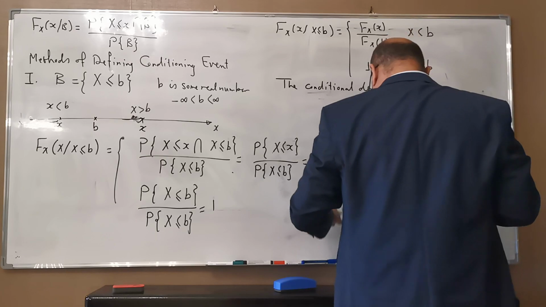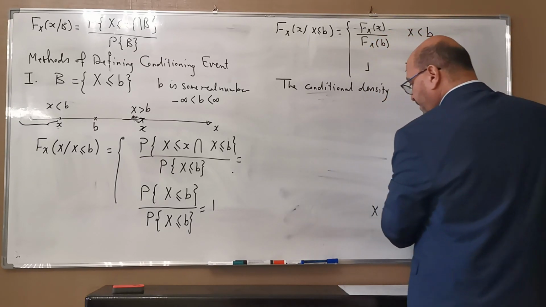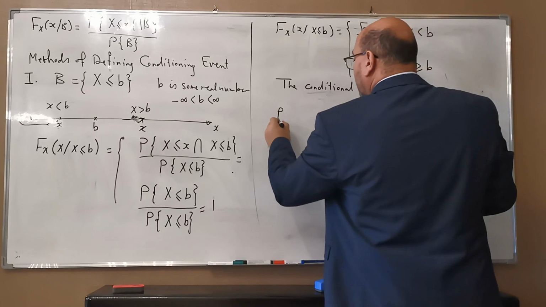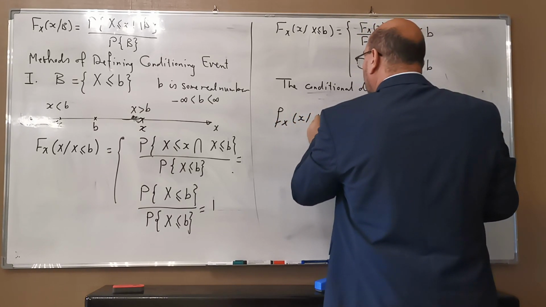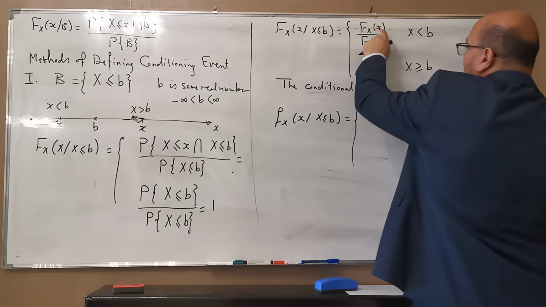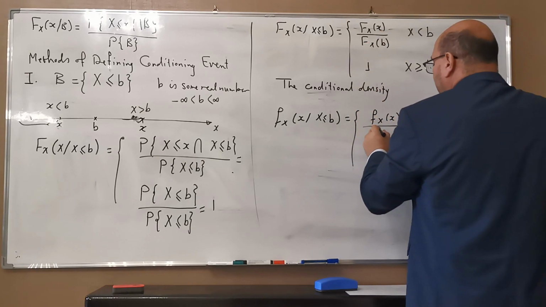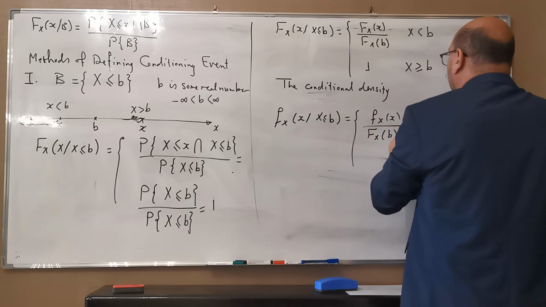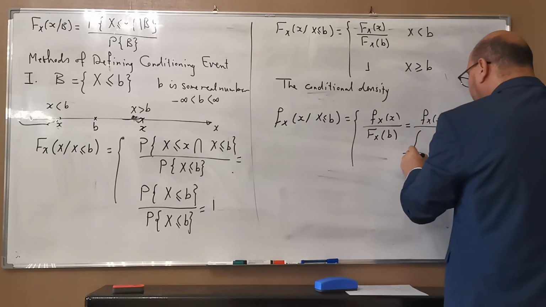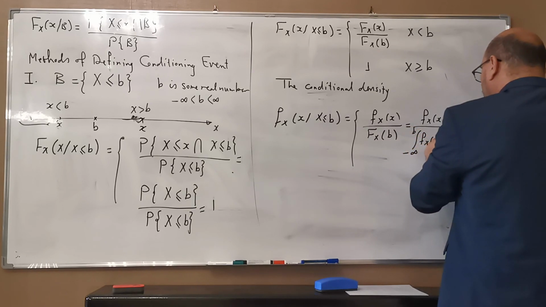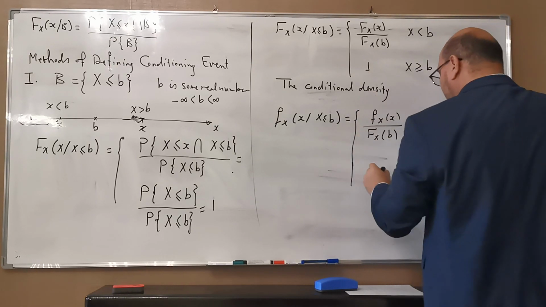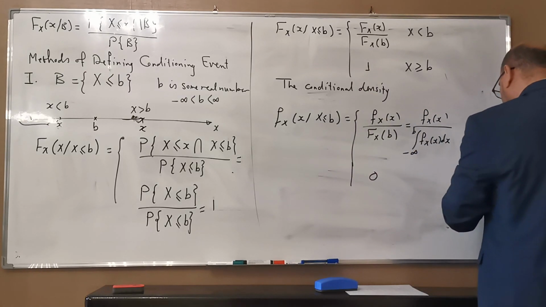So for the conditional density, we will differentiate and take the derivative. The denominator is a constant, and the numerator is the variable x. So this is fx of x over fx of b, which is equal to fx of x over the integration from minus infinity to b of fx of x dx. This is for x less than b, and 0, since the derivative of 1 is 0, for x greater than or equal b.